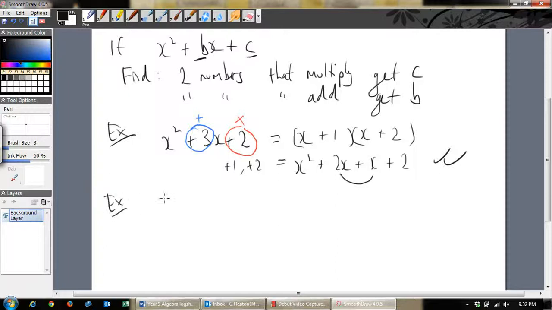So let's just have a look at another example. x squared minus 3x minus 10.